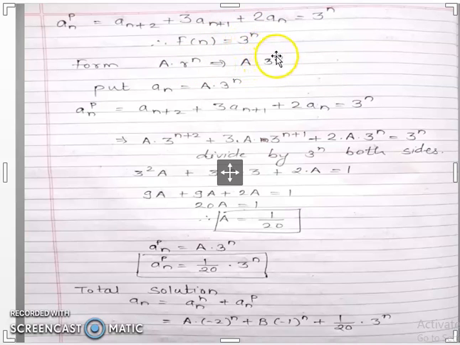Therefore a into 3^n. Put a_n equal to a into 3^n in that equation. Therefore the particular solution of this equation a_n^(p) is: a_(n+2) as it is, plus 3a_(n+1) plus 2a_n equal to 3^n. Then just put a_n equal to a into 3^n in that equation.